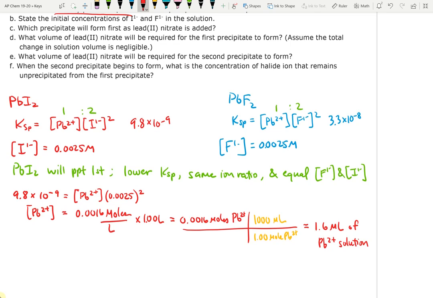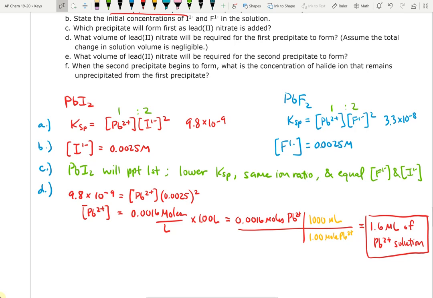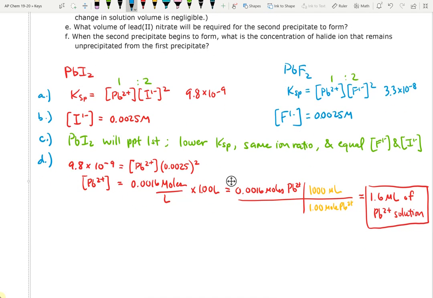It's mostly stoichiometry after a little KSP math. It's stoichiometry to figure out how much of that solution will be required. So 1.6 milliliters, drip, drip, drip, up to 1.6 milliliters, and you would have the first precipitate forming, lead iodide.